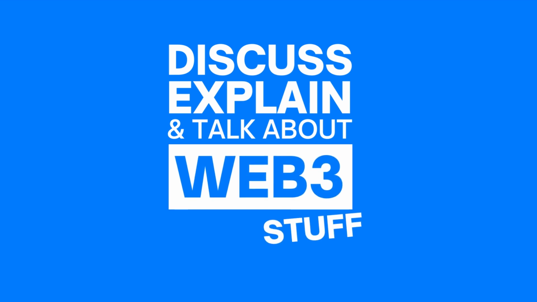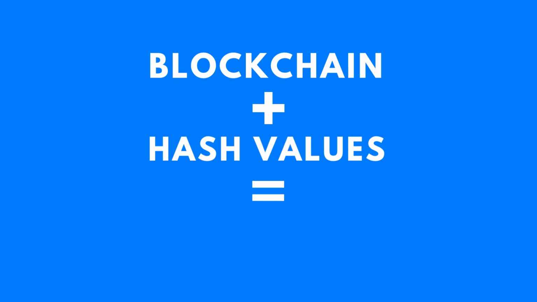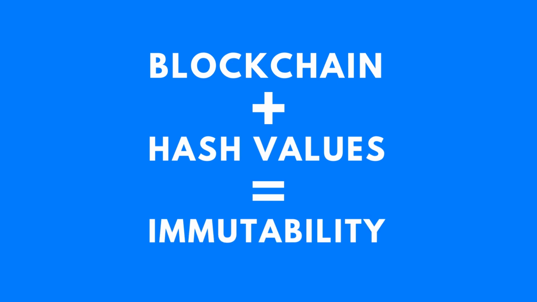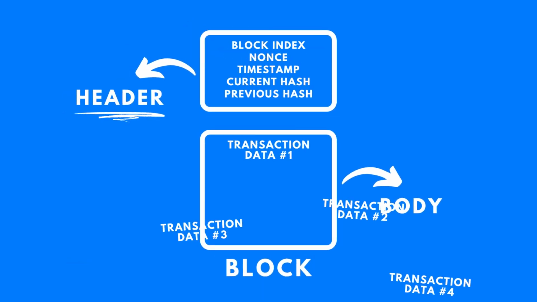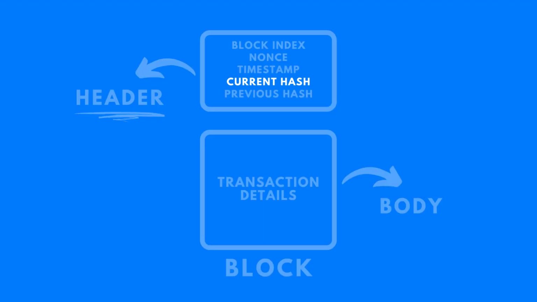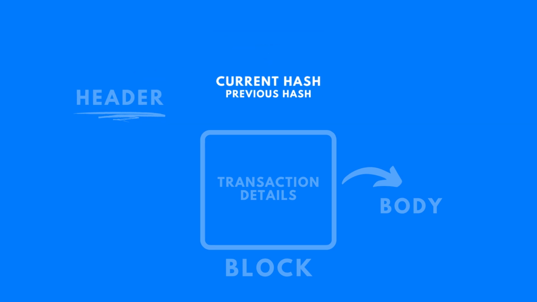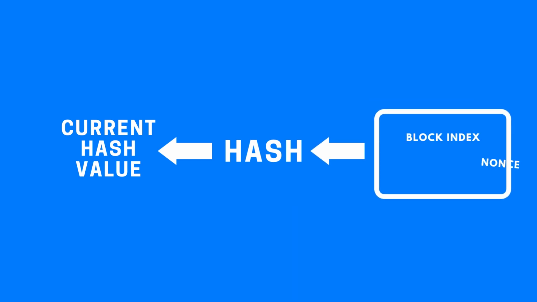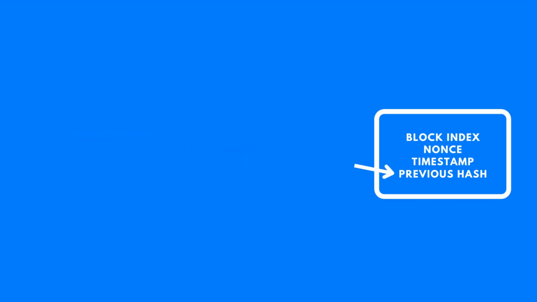about Web3 stuff. In this video, we'll be explaining how blockchain uses the hash values in order to achieve immutability. So generally, the header part of a block stores two different hash values. They are the current hash value and the previous hash value. The current hash value is essentially the value that gets generated from hashing all the details stored within a particular block header. Now, among those details, we also include the other hash value, aka the previous hash.